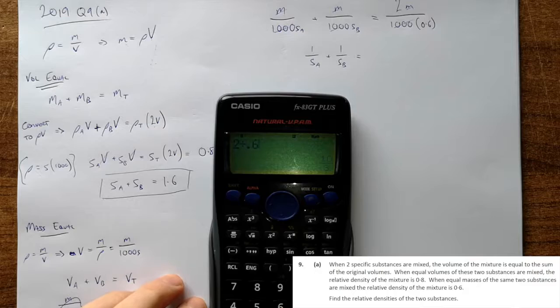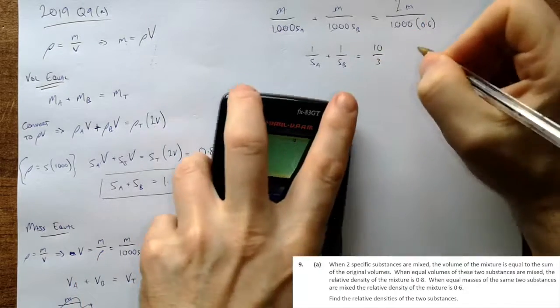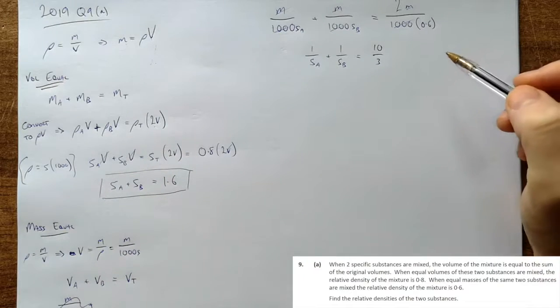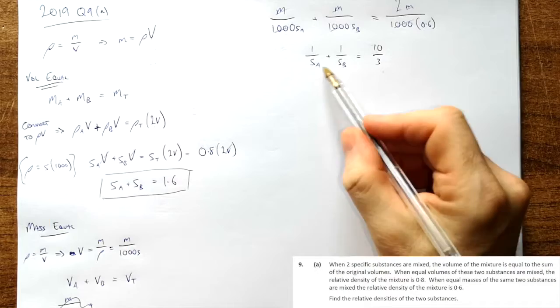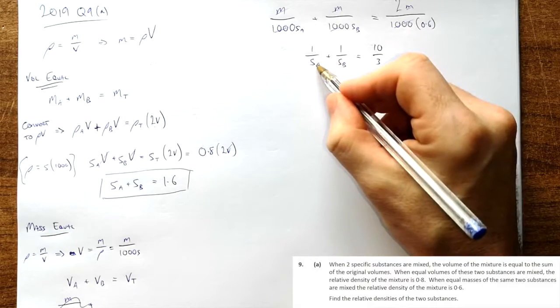2 divided by 0.6 is 10 over 3. Okay, just a little bit easier to get that sorted out. And I wouldn't be trying to do that in your head in an exam. It's not worth the stress and hassle. Now, this is not particularly useful the way we have it here because of the denominators. So I would prefer a common denominator, which of course is going to be SASB.